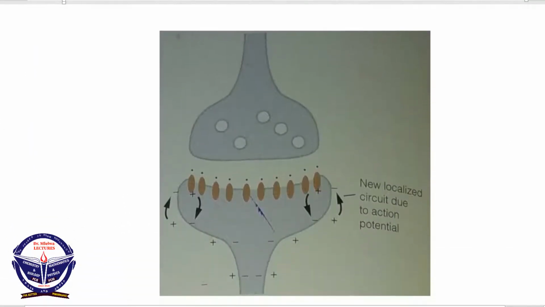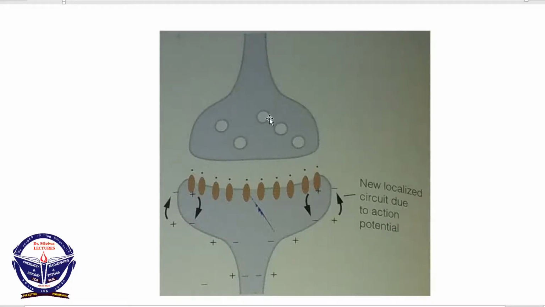As you can see in the labeling here, after the influx of the sodium ions, the localized circuit is formed in the postsynaptic neuron. As you can see, the inside is positive with respect to the outside. That means in this region we have depolarization, and then the localized circuit is formed between the depolarized region and the adjacent repolarized region. So we have the new localized circuit due to the action potential.